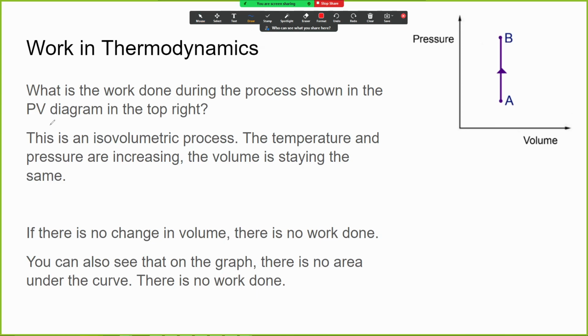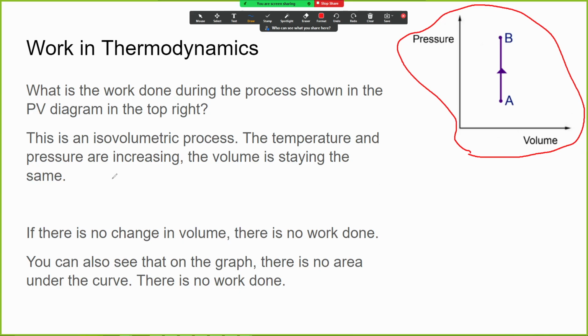Okay, so what would be the work done in the process shown here? You can clearly see this is an isovolumetric process, and if it's not clear, as pressure increases, volume remains the same, so that means it's isovolumetric. Temperature must also be increasing because remember, pressure is directly proportional to temperature. So if pressure is increasing and volume stays the same, temperature also has to be increasing.